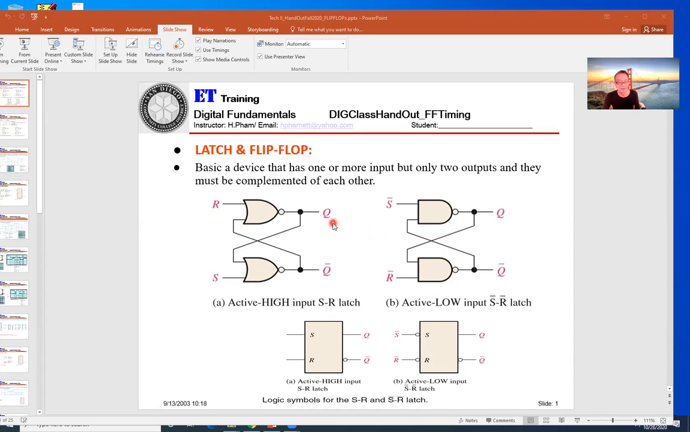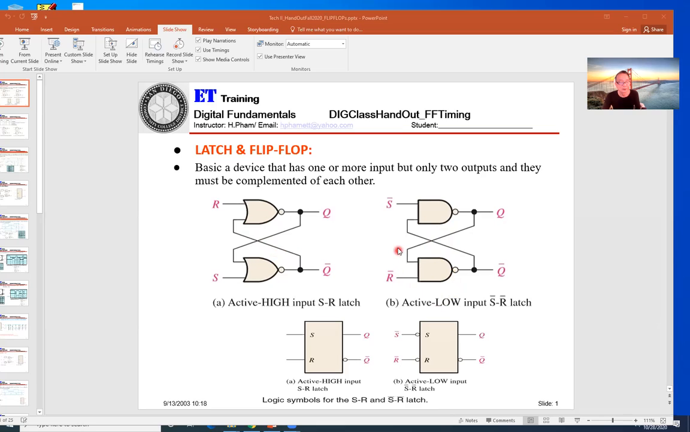We understand the flip-flop can get one or two or more inputs, but it has only two outputs, and those outputs must be opposite. Q is 1 and not Q has to be 0, or Q is 0 and not Q has to be 1. They cannot be the same. The first flip-flop you can see is the NOR, which means it's built using the NOR gate. This is the NAND, built using the NAND gate.